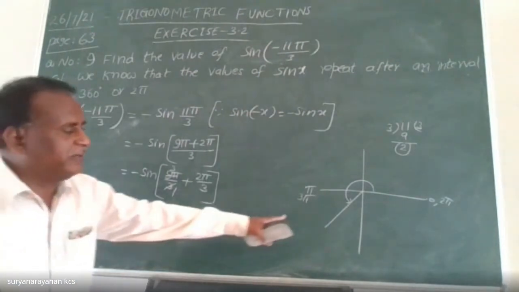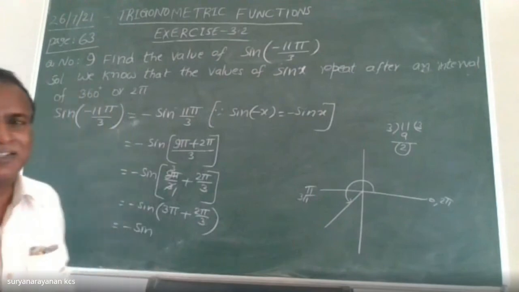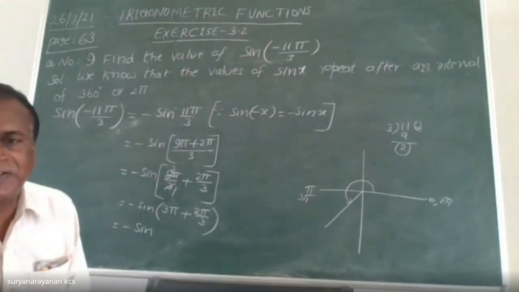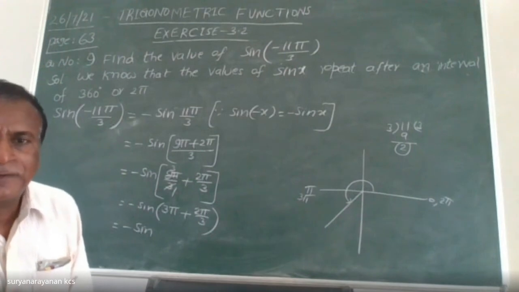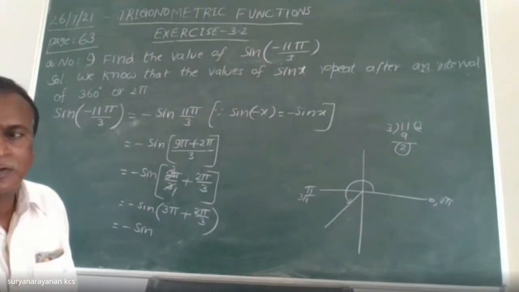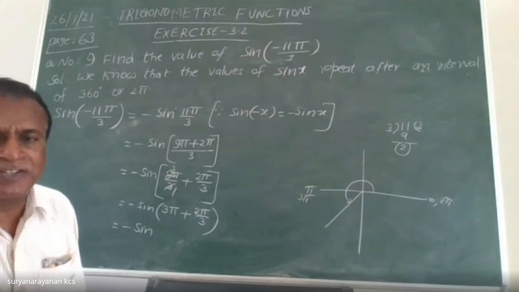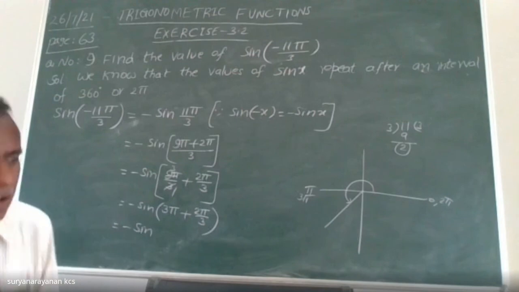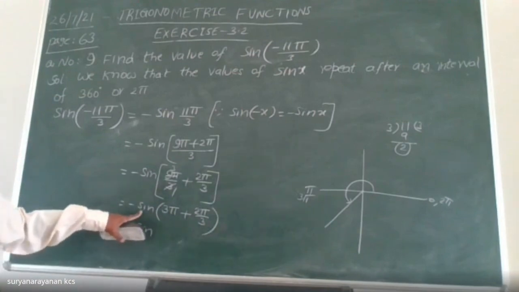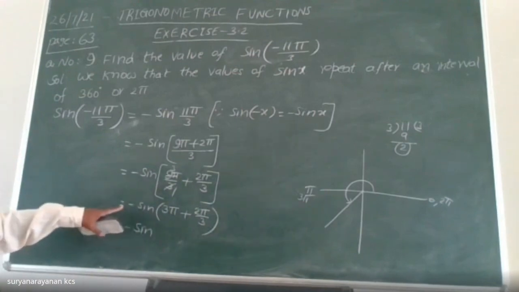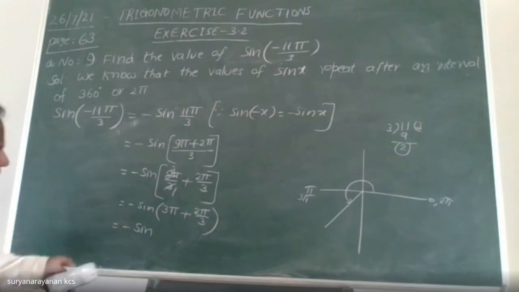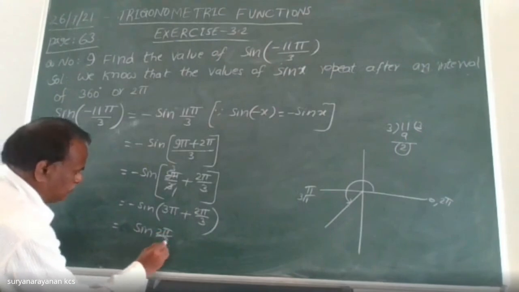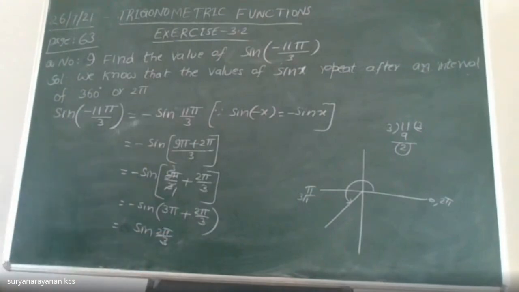In the third quadrant, which trigonometric function is positive? Tell me, which trigonometric functions are positive? Yes, tan and its reciprocal cot. But the given trigonometric function is sine, so it is negative. Already minus is there, so we can write sine 2 pi by 3.